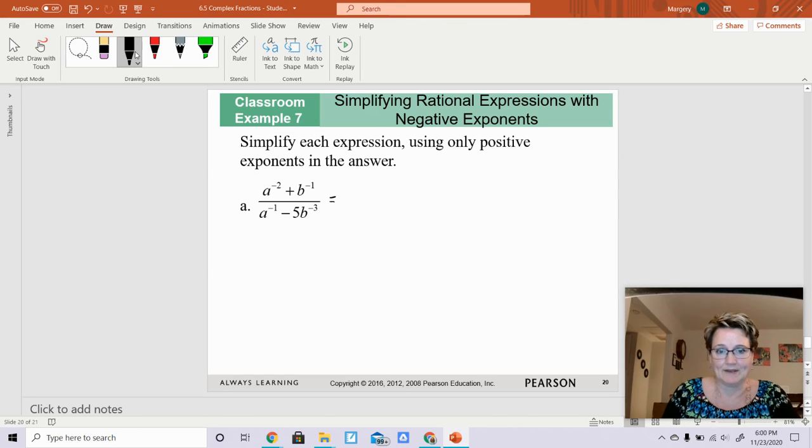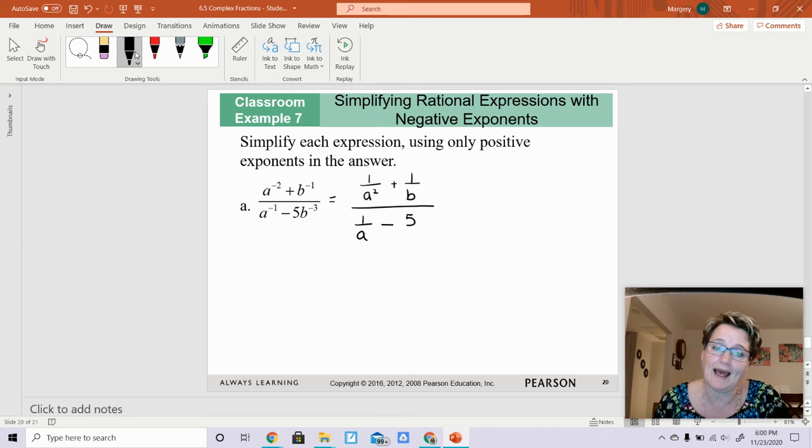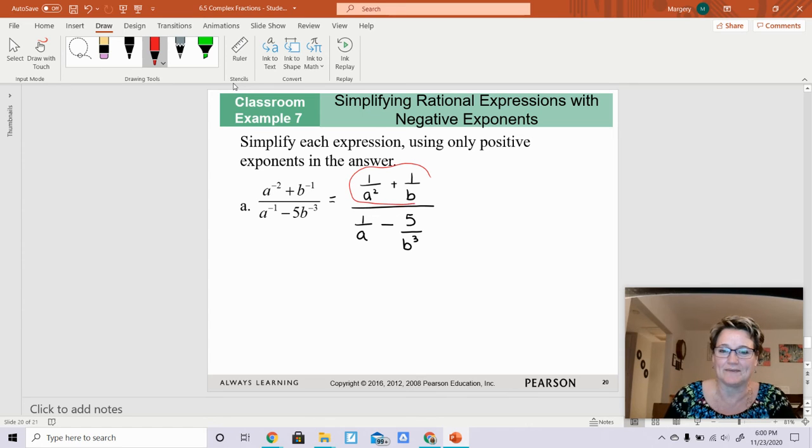So I'm going to get 1 over a squared, because that's what a to the negative second is, plus 1 over b, all over 1 over a, minus 5. And remember, on this one, the only thing that has the negative exponent is the b. So the b comes down here in the bottom. All right. So let me take care of the numerator first. I'll worry about the denominator later.